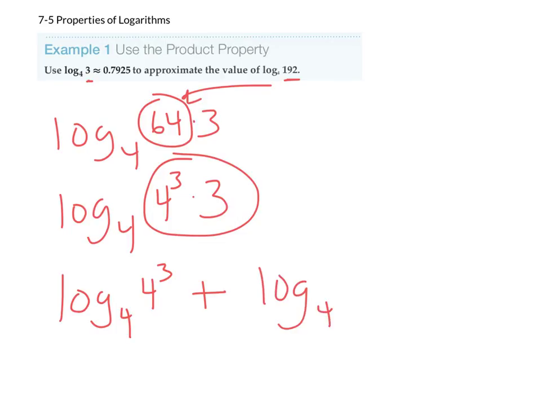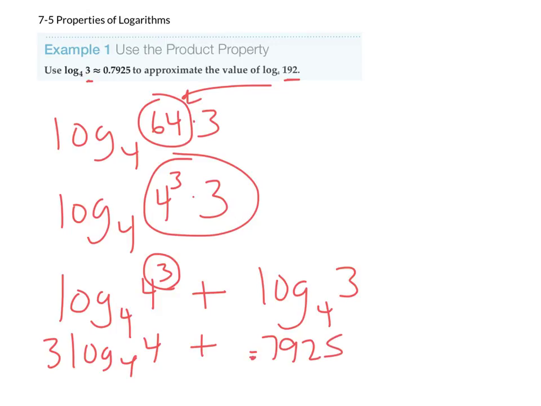you can separate each of the logs with the same base into addition when they're multiplied. So what I have is this. Now, another property is that when we have an exponent, we write it in front of the log. So it's 3 times log base 4 of 4 plus, and we know what the log of 3 base 4 is. It's actually 0.7925.